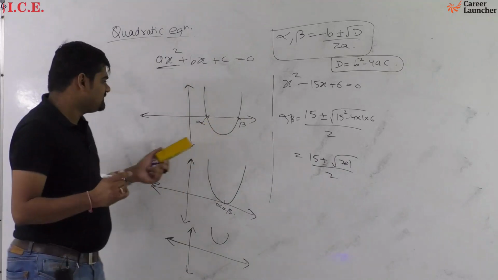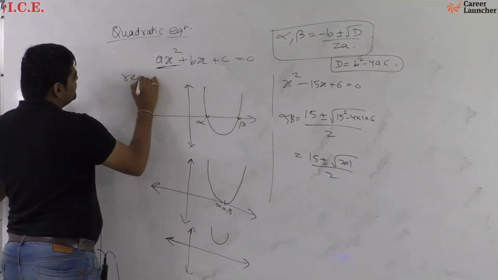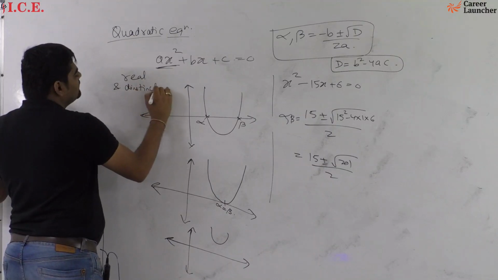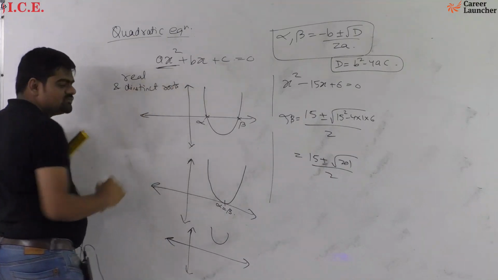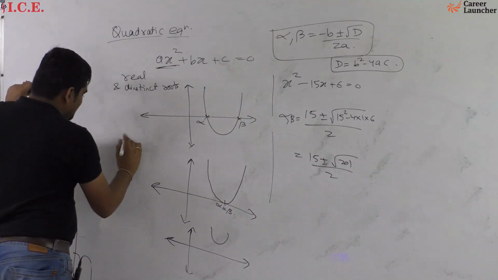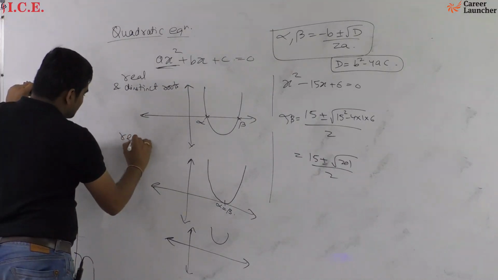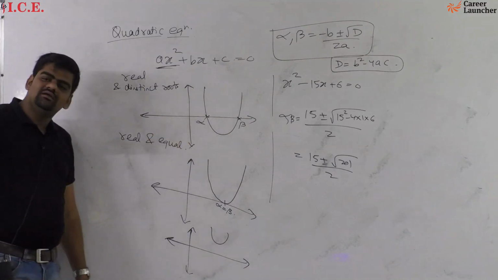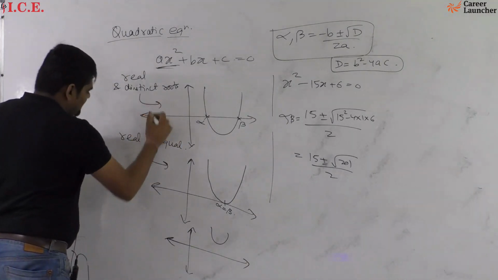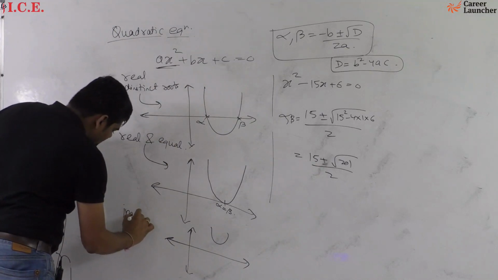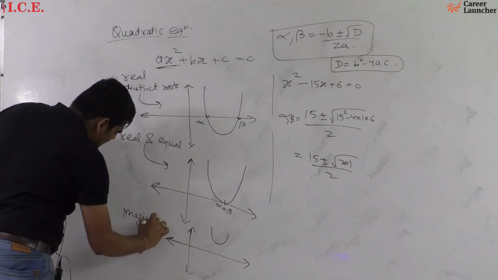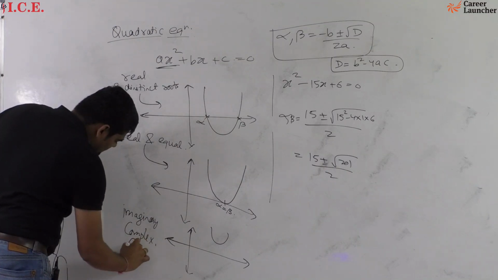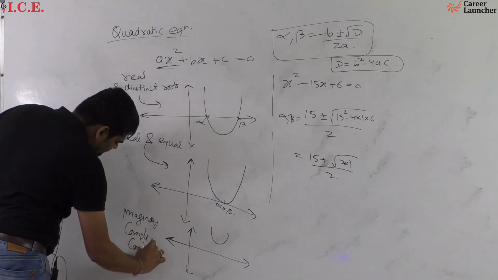Now when I say this, it means this equation has real and distinct roots. Here they are real because they are touching the x-axis, and these are equal roots, real and equal roots. And here you will have no real roots, but you can say imaginary and complex conjugate roots.